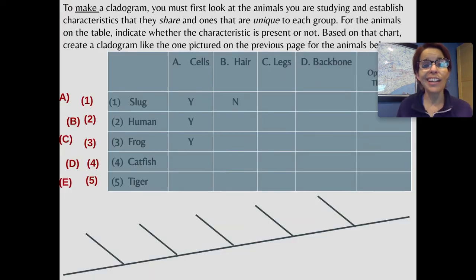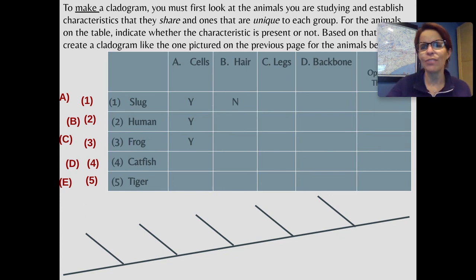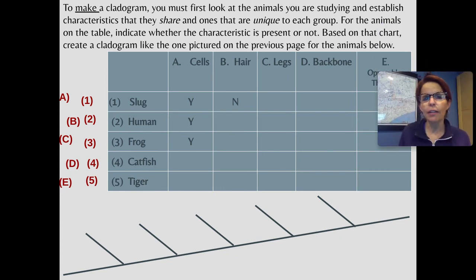All right, so let's go ahead and try this ourselves. I don't know how well this is going to work on the video, but I'll try it. It says, to make a cladogram, you must first look at the animals you are studying and establish characteristics that they share and ones that are unique to each group. For the animals on the table, you need to do this on your paper, indicating whether the characteristic is present or not. I don't think I can type on this, so you're going to need to just hand enter it on your assignment. Based on that chart, create a cladogram like the one pictured on the previous page.